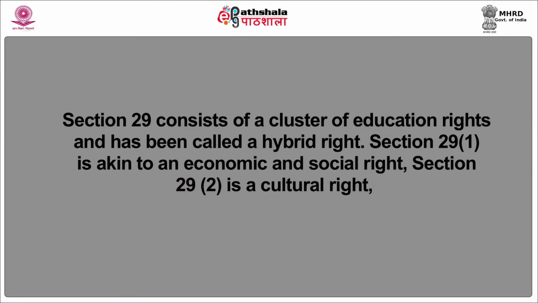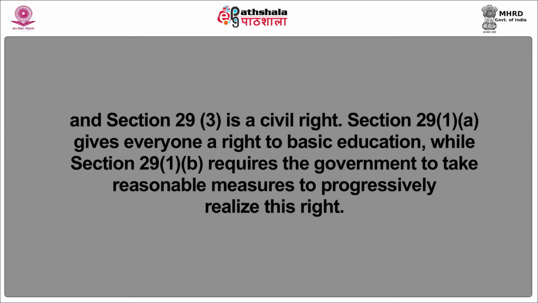Unlike the US Constitution and the ECHR, the South African Constitution sets forth a range of economic, social, and cultural rights. Section 29 consists of a cluster of education rights and has been called a hybrid right. Section 29 subclause 1 is akin to an economic and social right. Section 29 subclause 2 is a cultural right. And Section 29 subclause 3 is a civil right.